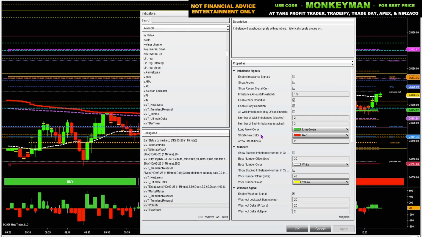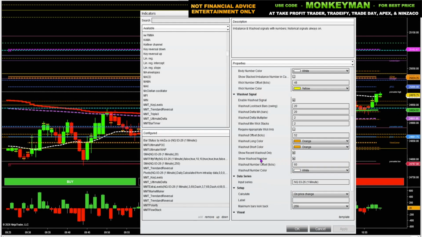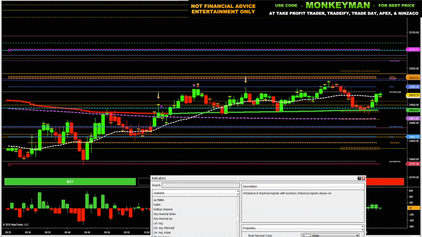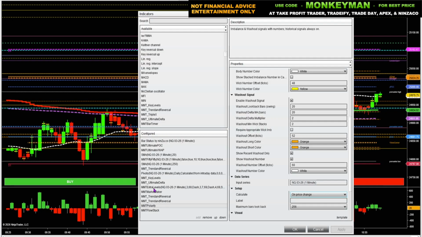I'm not using the imbalance signals, just the washout signals. This is also calculating on price change, but if I change this to on bar close, once again, the signals will look just like they do historically. You could even have 2 instances of the polarity on the chart. One that ran on price change, maybe you could choose a different washout color for the arrows, and a second instance of the polarity that calculated on bar close. So you could get all different kinds of washout signals on your chart.